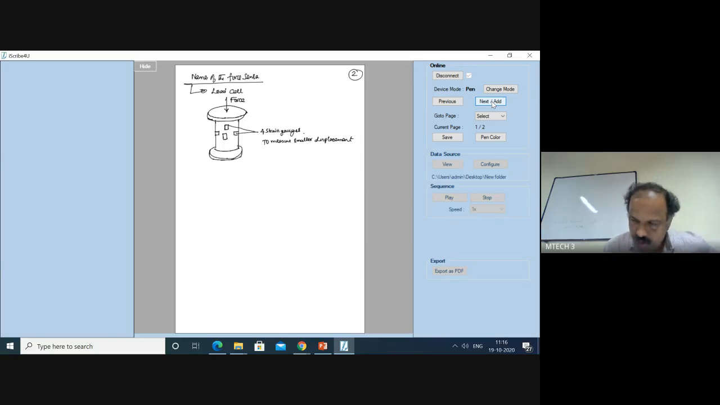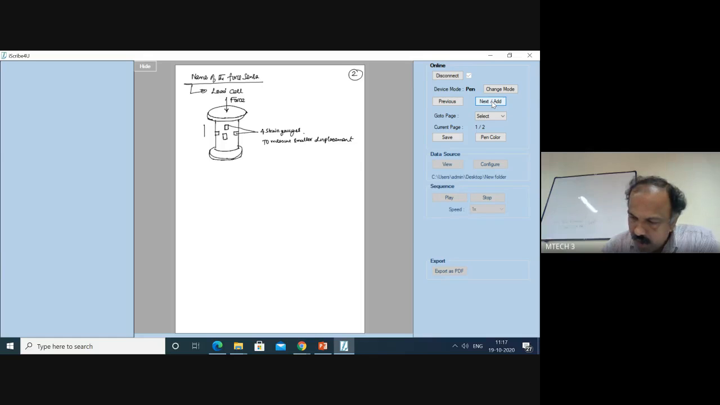Okay. So in the cylindrical tube, on the top side and the bottom side you have a flat surface where you can apply the load. On the cylindrical surface you are going to have four strain gauges embedded uniformly across the circumference. Now when the force is applied, what is going to happen?